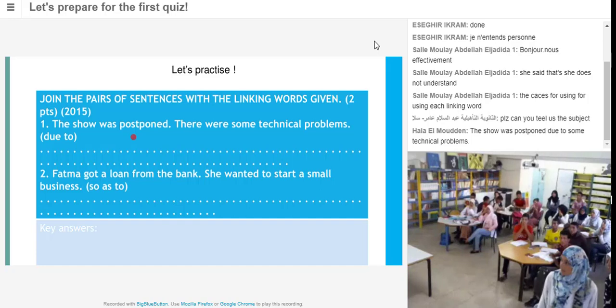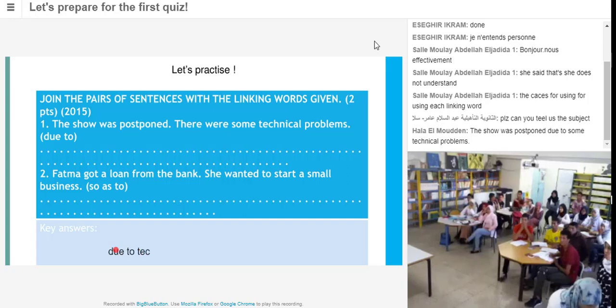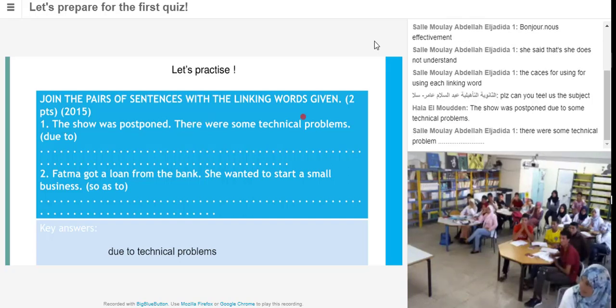That's excellent, Hela. Hela has written her answer in the chat space. So to show you the answer written by Hela, I'm going to copy it and paste it here. So, due to technical problems. Here I keep the same sentence, which is the sentence of the effect. The show was postponed. And I go to the sentence of the cause.